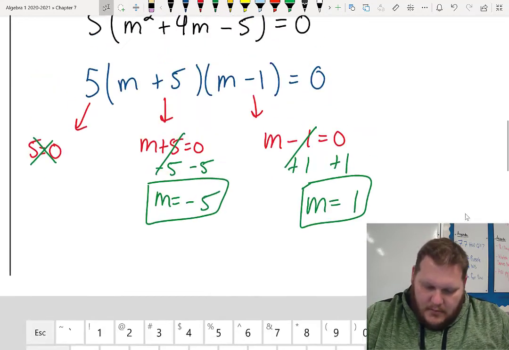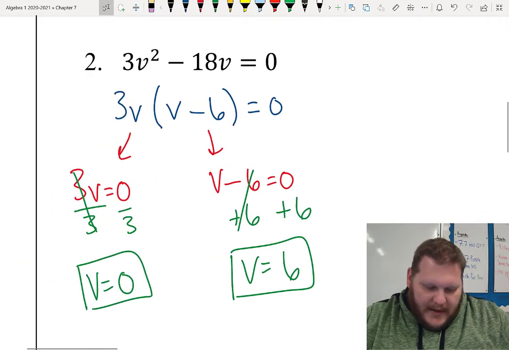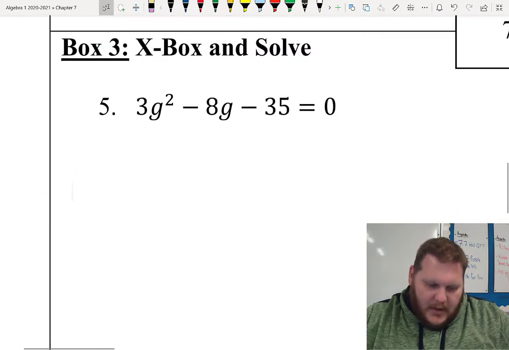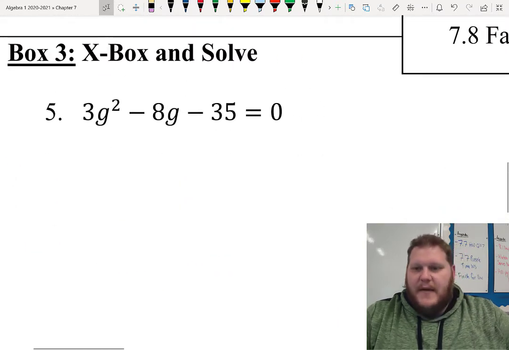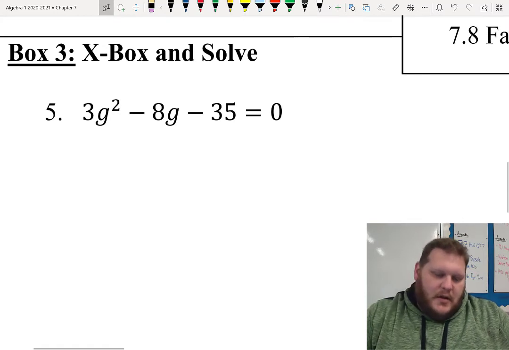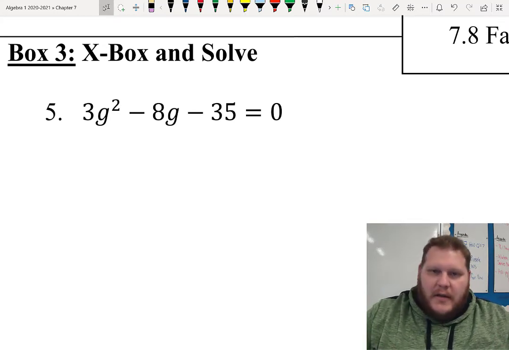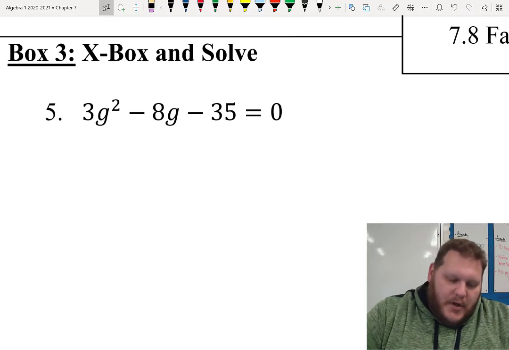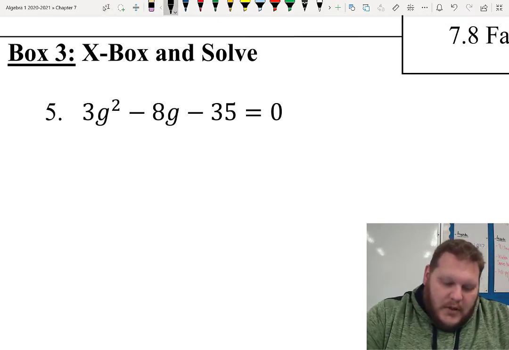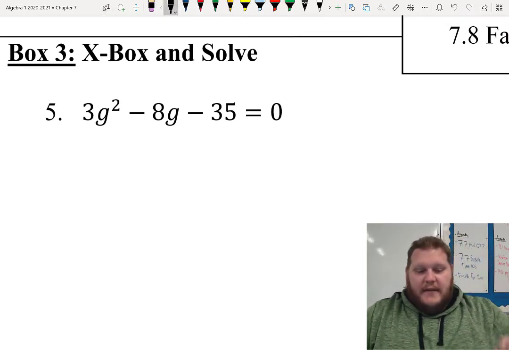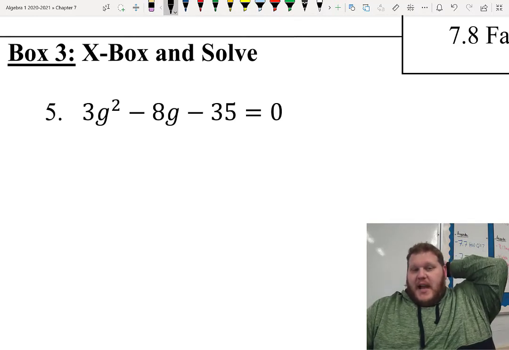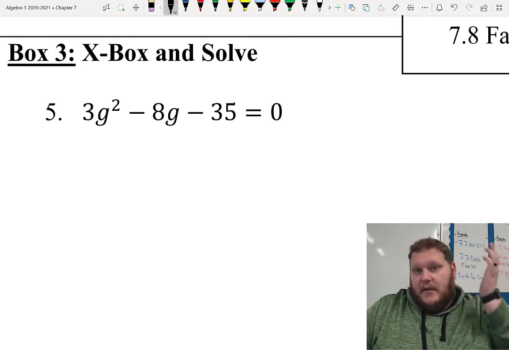All right. Heading over here to box 3. Box 3 is now going to be Xbox factoring and solving. So again, it's not going to be labeled that way on the homework or on the quiz or the test, but you have to know what we have to do. So in this case, I check for a GCF first. Unfortunately, there's nothing common between 3, 8, and 35.